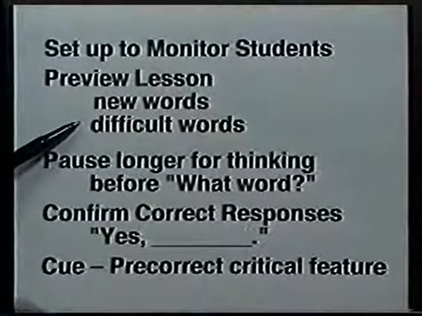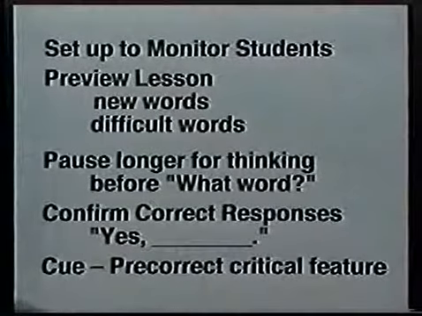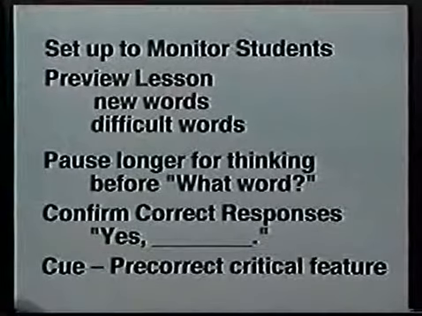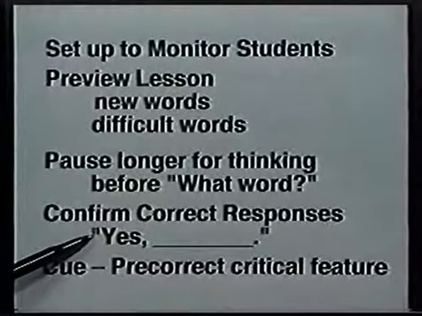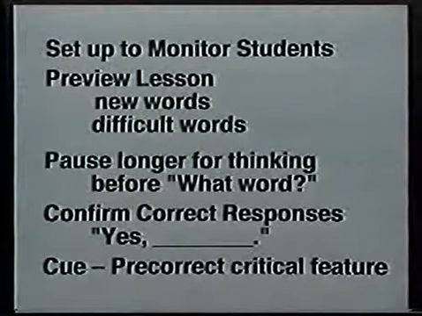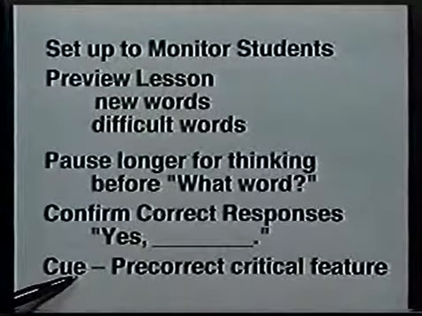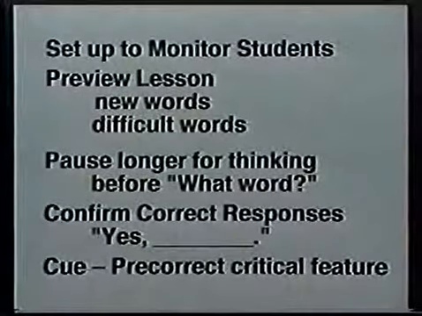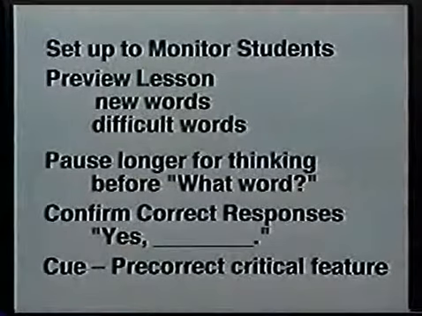To encourage correct responding the first time through an exercise, you can provide more than a second or two of thinking time on newly introduced words or previous error words. After students correctly read those words, you may confirm by repeating their responses. In addition to pausing longer on some words and confirming correct responses, you may present quick pre-corrections or cues before you have students try to read difficult words. Pre-correction procedures increase accuracy by focusing students' attention on critical features of the words before you signal them to respond.